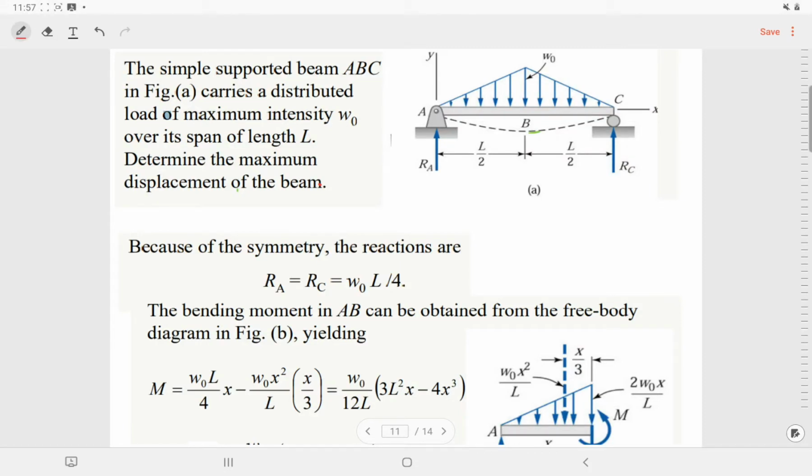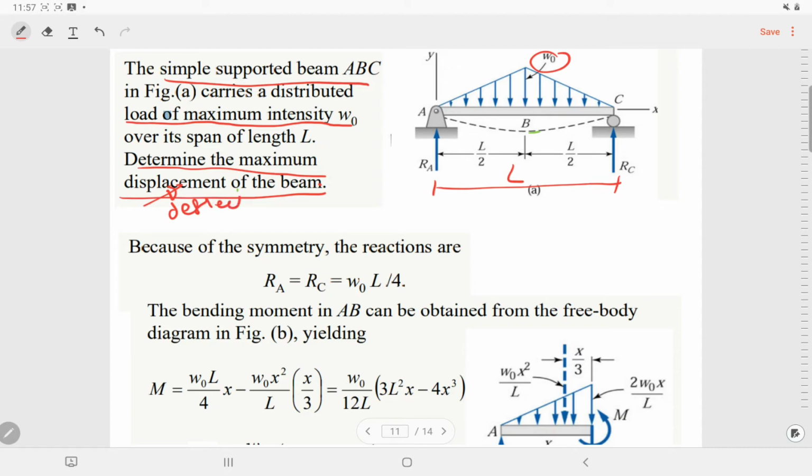Hi guys, we have this question: a simply supported beam ABC carries a distributed load whose maximum intensity is W naught, and the span length is L. Determine the maximum displacement of the beam. Displacement means the same as deflection.